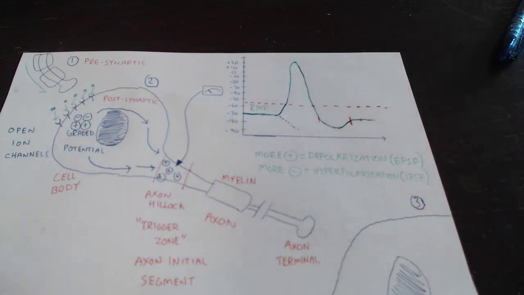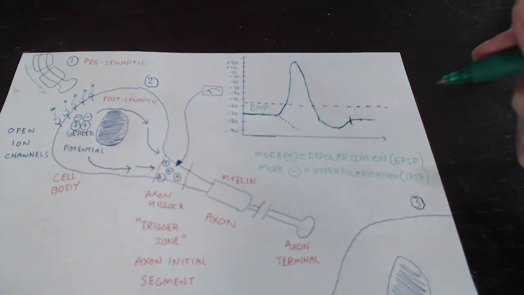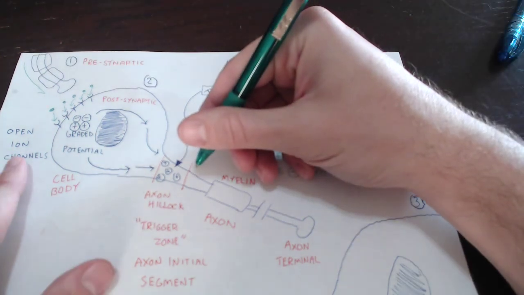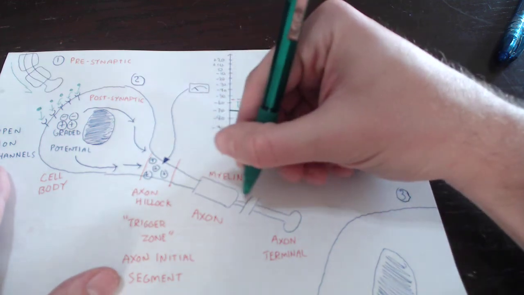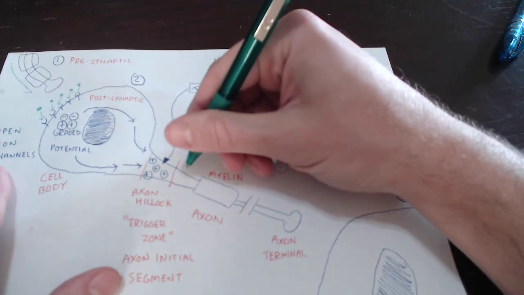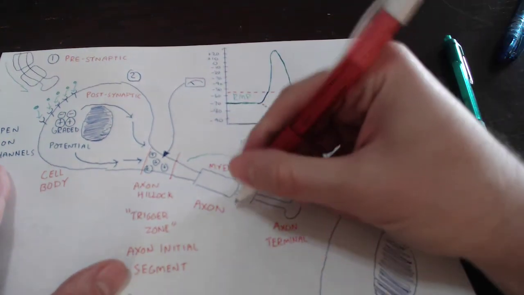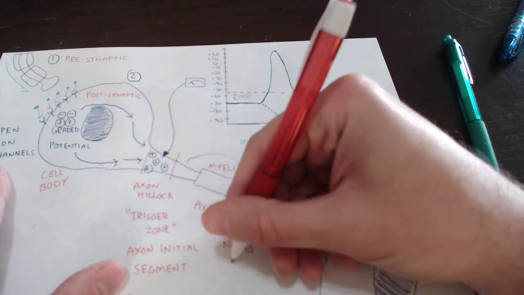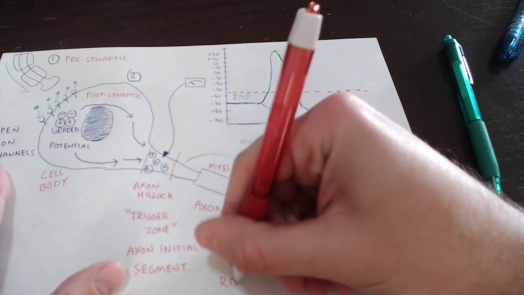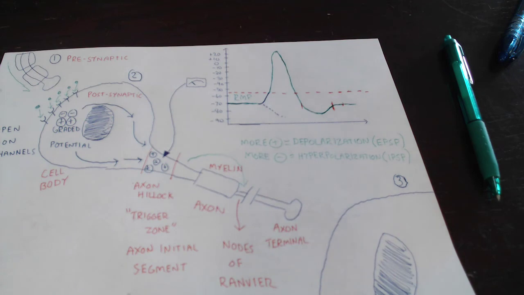Okay, so at this point we have hit threshold here, and we are going to start stimulating an action potential one right after another until we conduct that action potential all the way down the length of the axon. So I have a myelinated axon here, so that action potential is going to appear to jump from node to node of Ranvier, one after another. Okay, so that is saltatory conduction.